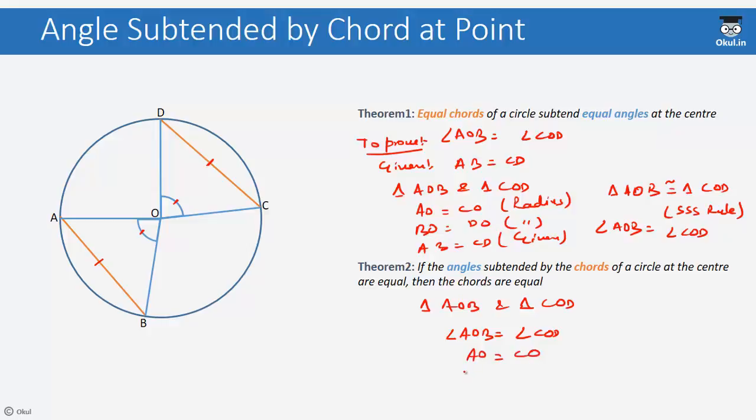We see that AO is equal to CO and BO is equal to DO, as these are the radius of the circles. So we can say that triangle AOB is congruent to triangle COD by the SAS rule. So the chords AB and CD are equal. So it states that if the angles subtended by the chords of a circle at the center are equal, then the chords are equal. So this is what we have proved. Now let us do an example in order to understand this concept.